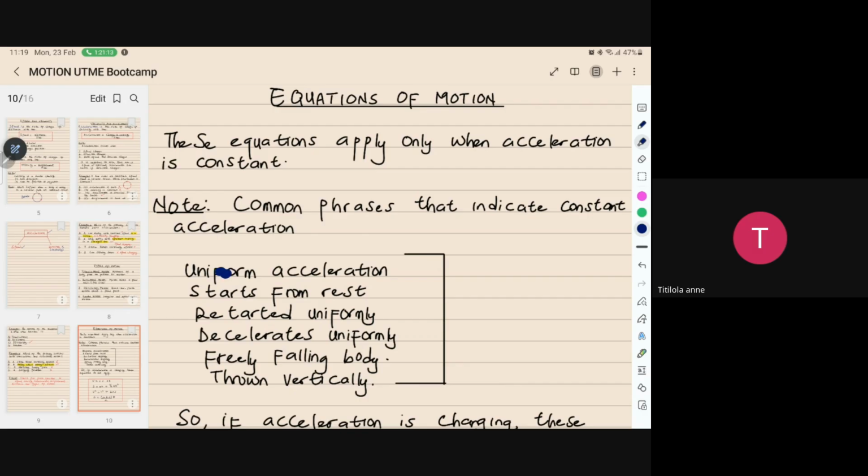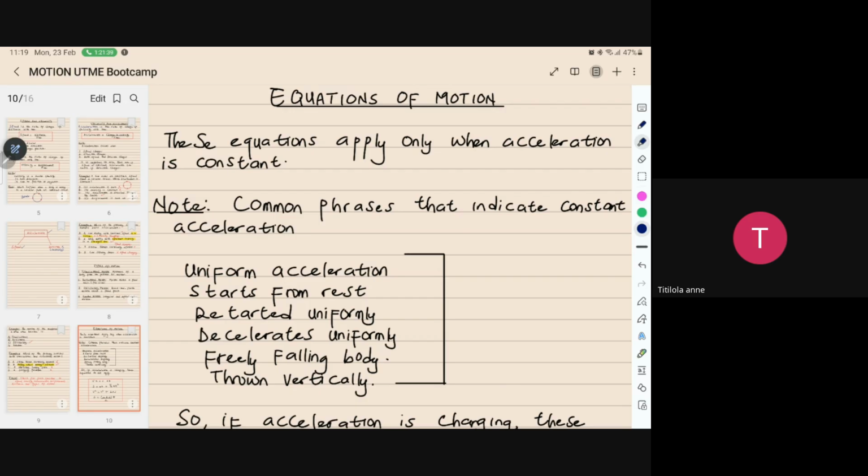Equations of motion. Number one, if you hear anything about uniform acceleration, if you hear that it starts from rest, if you hear retarded uniformly, if you hear decelerates uniformly, if you hear freely falling body, like it's falling from a height, or if you hear that something is thrown vertically upwards, these are the phrases, and you know that very question is an equation of motion question.